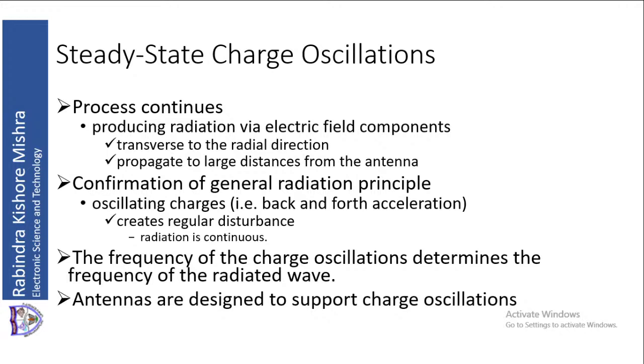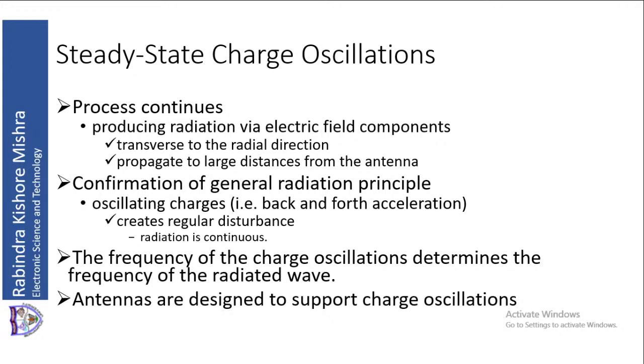Because of disturbance, the radiation is continued. Radiation is created, and regular disturbance will result in continuous radiation. The frequency of charge oscillation determines the frequency of the radiated wave. So the frequency of charge oscillation is equal to the frequency of the radiated wave.